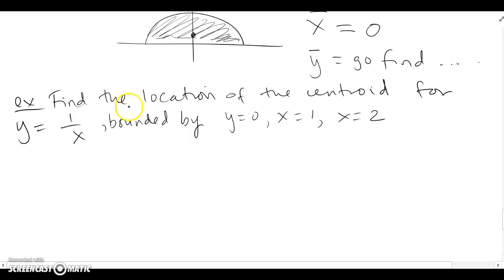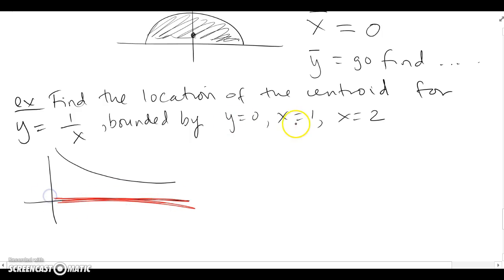Let's look at an example. Find the location of the centroid for the region bounded by y equals 1 over x, y equals 0, x equals 1, and x equals 2. Before we do anything, we're going to sketch it to get an idea of whether the centroid we find makes sense. I have a branch here and a branch here, but I don't care about the bottom branch because I'm bounded by y equals 0, x equals 1, and x equals 2, and above, of course, by the curve. So bounded above, below, right, and left, this is the region I am focusing on.